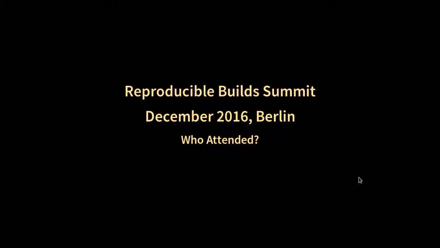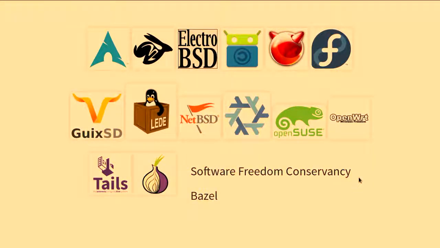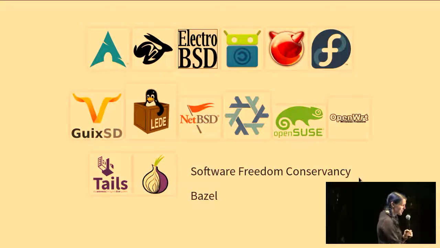Okay, so now we'll talk about some updates from the last year of working on reproducible builds. We had a reproducible builds summit in Berlin in December of 2016. Who attended? Not just Debian developers, but all of these various projects had people who attended, and I probably missed some. For some reason, we never made a complete list, but this is everyone that I remember. We worked together for three days, collaborating on what reproducible builds means for all these various projects, what they can get out of it, and how we can work together.